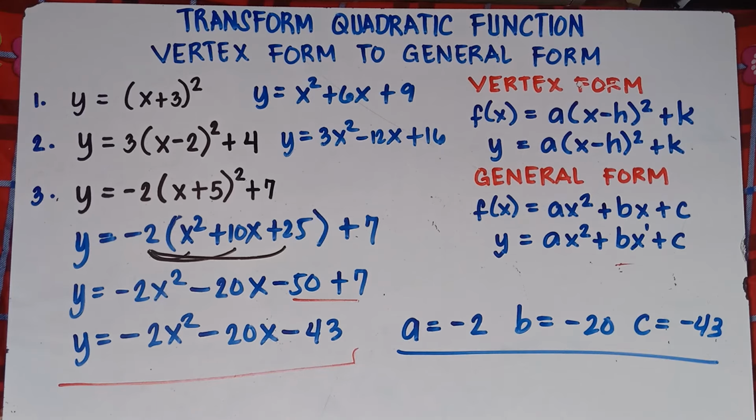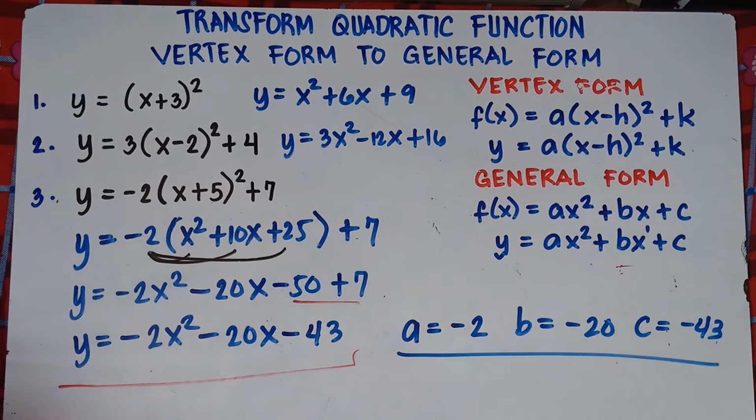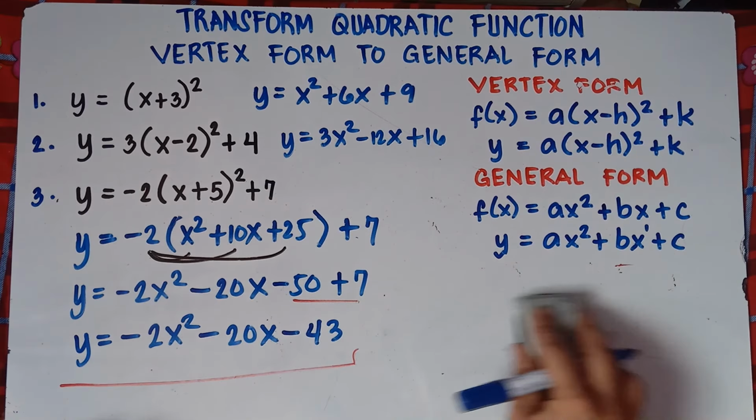Alright, so I will give you an assignment, class. You try this one and you put your answer in the comment section down below. Let me check if you really understand our topic for this one, transforming quadratic function from vertex form to general form. Alright, so let me write the equation here. Okay, so this is our A, B, and C. So let me erase this one, class. You try this one, class.